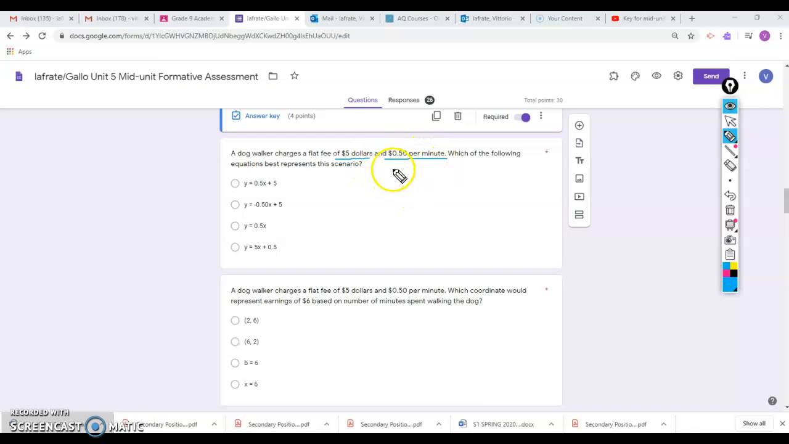So I always like to write out what the equation would be even before I look at the choices. So the amount of money that the dog walker would make would be 50 cents a minute, so 0.50x, meaning x would represent the number of minutes that the dog walker walked the dogs for.